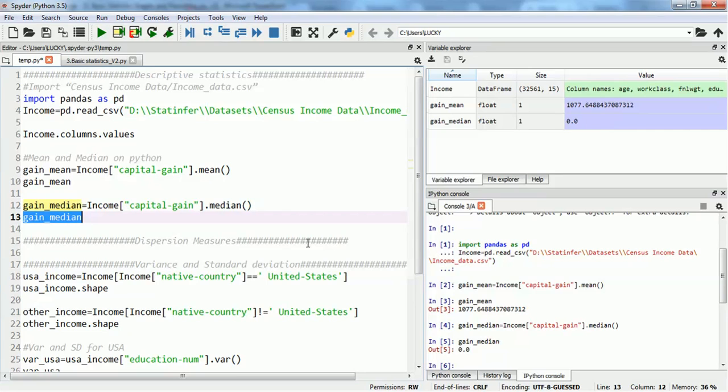It means that 50% of the values are below 0. But the mean is 1077 and the difference between mean and median is very high. That means that there are some values which are trying to compensate the whole distribution of the values, and it's giving us a mean of 1077, which in the end implies that there might be some outliers in this capital gain variable.